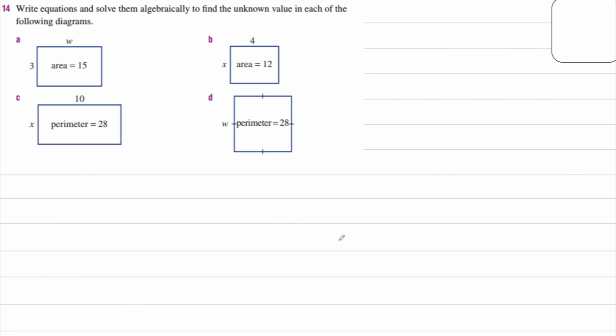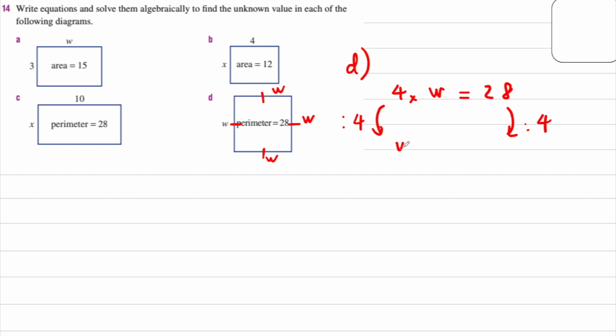The next one is question D. Perimeter. Yeah, this side is W, equal to this one, and equal to here. This is W for all of them. And the perimeter means 4 multiplied by W equals 28. Divide by 4. Divide by 4. So W equals 7.